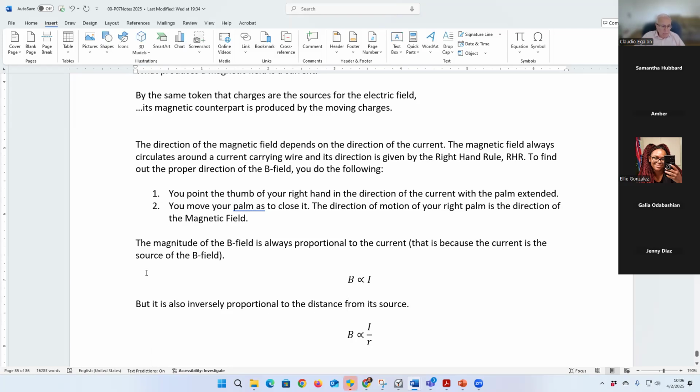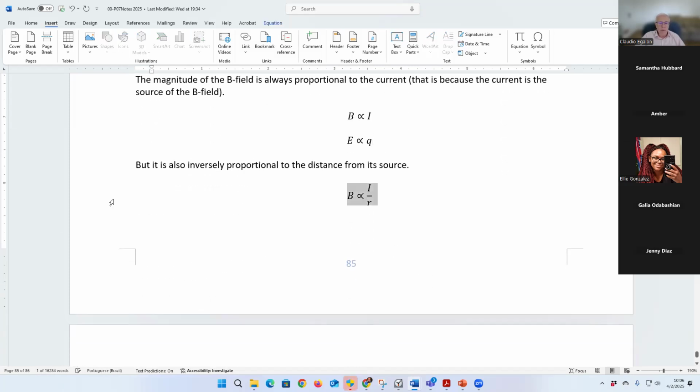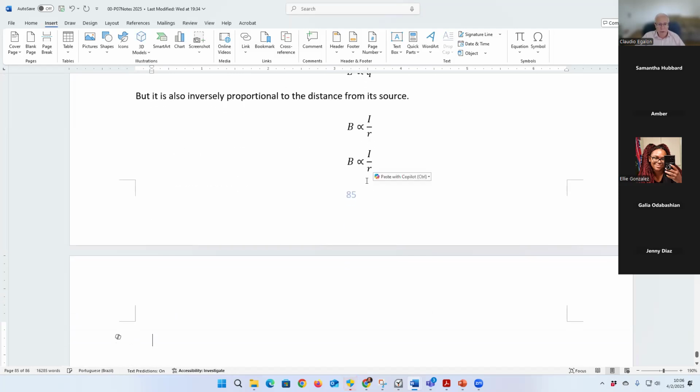And we can even draw a parallel with the electric field as well. Here you go. The electric field is proportional to what? The charge, right? And another parallel is that the electric field is inversely proportional to the distance, just like the magnetic field. Now, whether it's going to be R to the first power, the second power, the third power, that's another question.